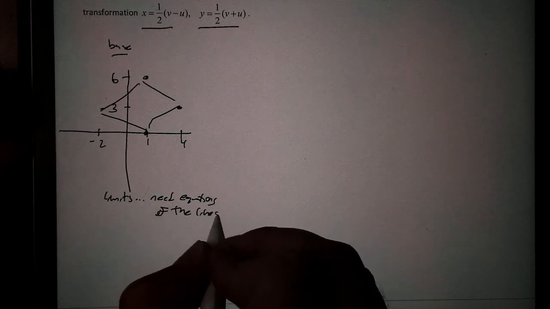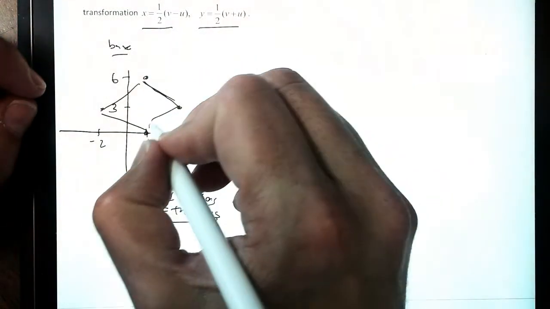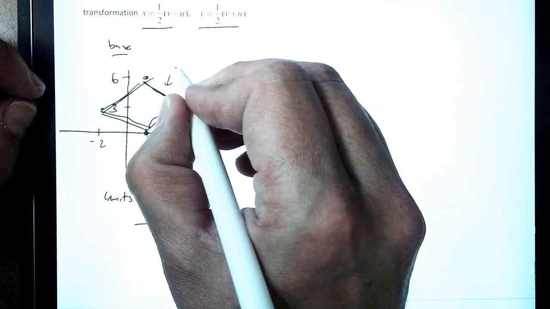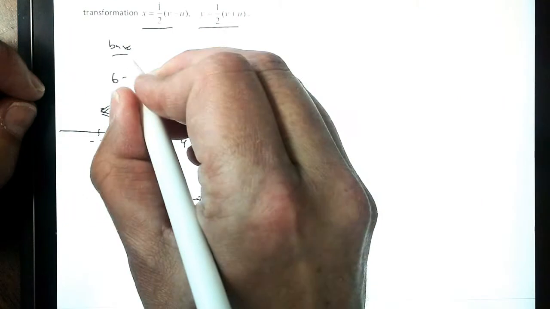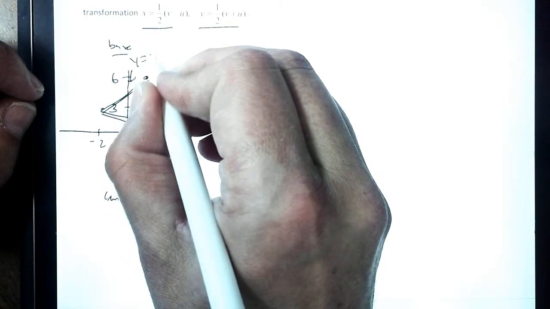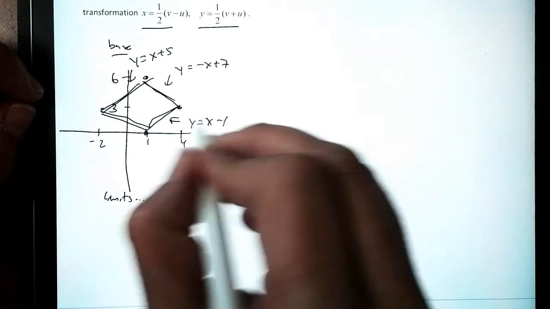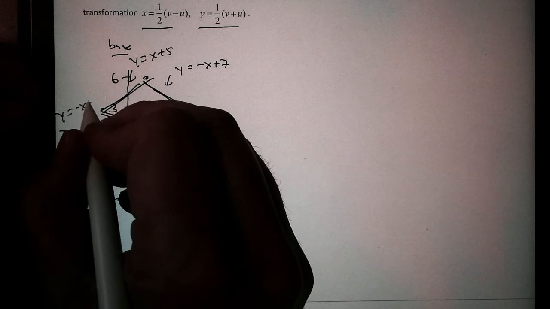Now, I know at this point you all know how to find the equations of all these lines, so I'm just going to go ahead and give those to you. This line right here would be y equals negative x plus 7. Over here, y equals x plus 5. Over here, y equals x minus 1. And over here, y equals negative x plus 1.